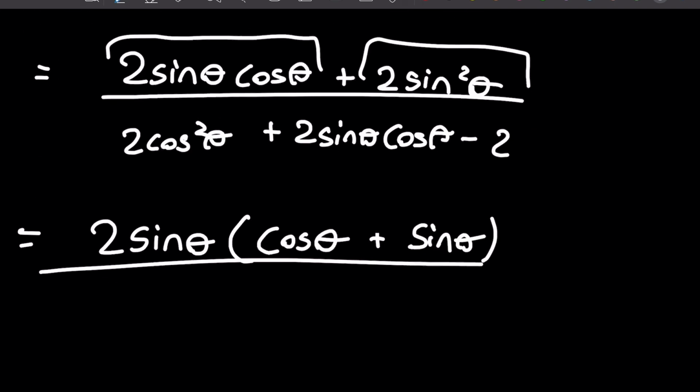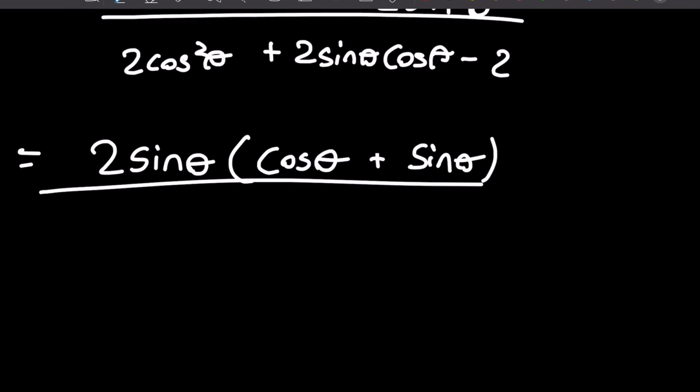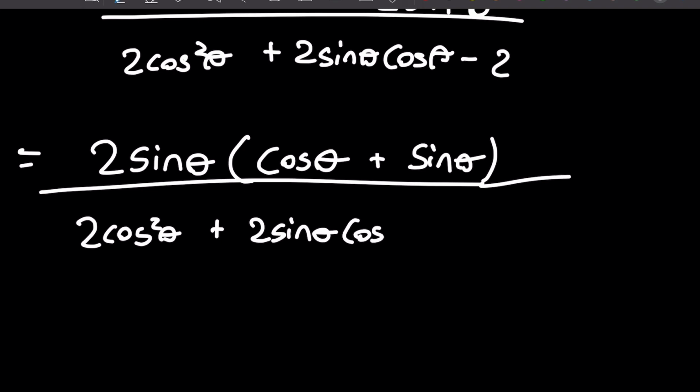Okay, so for the denominator now I want you to stay with me, okay? We're going to work some mathematical magic. I guess you could say it's kind of cheesing the question a little bit, but we're going to be working with some mathematical magic. Okay, that's what I'll call it. I won't call it cheesing the question. I'll call it magic. So for the denominator, we'll have 2 cos squared theta plus 2 sine theta cos theta, right? And we have minus 2.